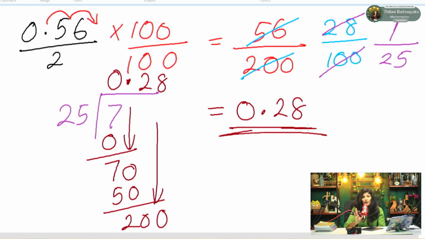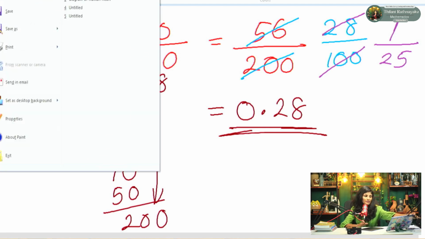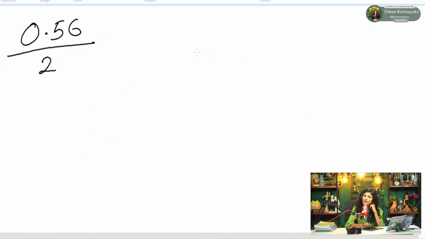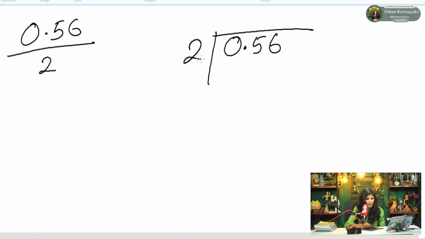0.28. Okay. Keep this answer in your mind and let's divide this number in the other method. Our question was 0.56 divided by 2. Now I'm going to divide this one itself, like this. 0.56 divided by 2.